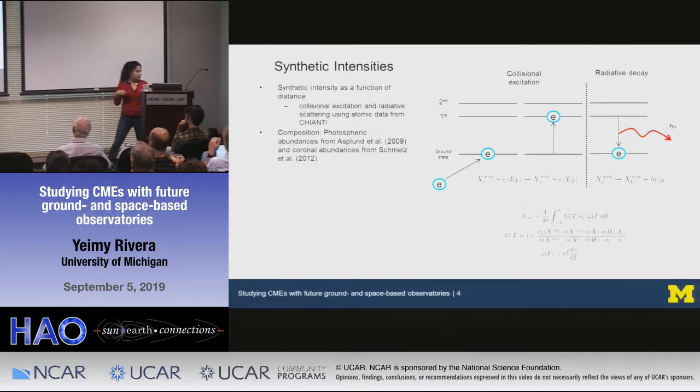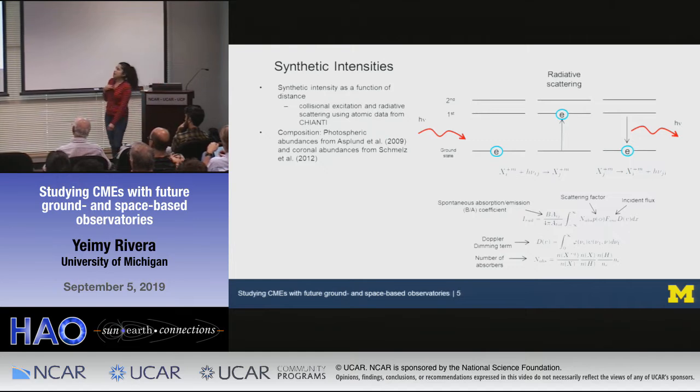And then radiative scattering is simply, in this case, you have a photon that gets absorbed by the atom and then re-emitted in a different direction. So in this case, the intensity is a function of the incident flux and a couple of other things, but it scales linearly with density. It's just something to keep in mind.